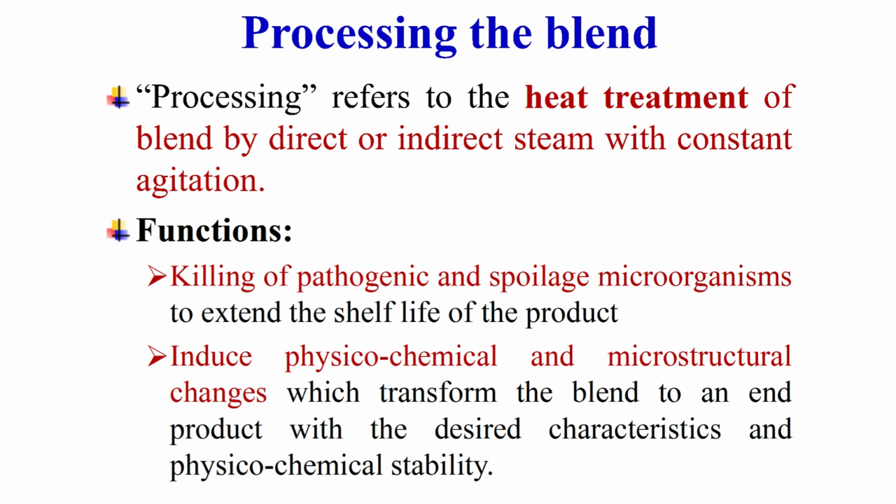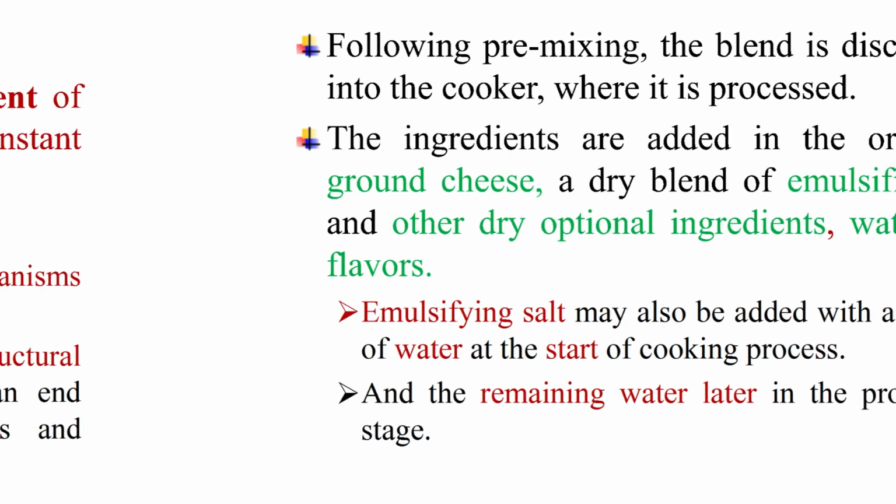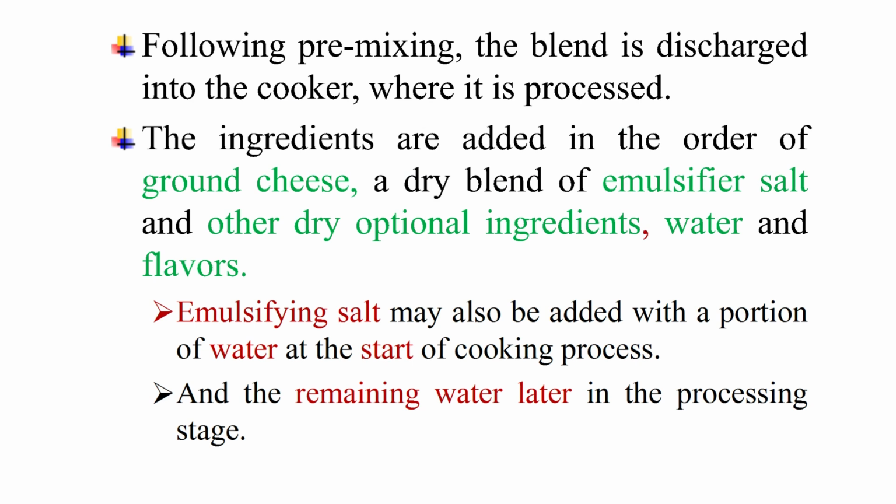Processing refers to the heat treatment of the blend by direct or indirect steam with constant agitation. This step has two main functions. First, killing pathogenic and spoilage microorganisms to extend the shelf life, and second, inducing physico-chemical and microstructural changes that transform the blend into a stable product with the desired characteristics. Following pre-mixing, the blend is discharged into the cooker. Ingredients are typically added in this order: ground cheese, a dry blend of emulsifier salt and other dry optional ingredients, water, and finally flavors. Sometimes, the emulsifying salt is added with a portion of water at the start of cooking, and the remaining water is added later.